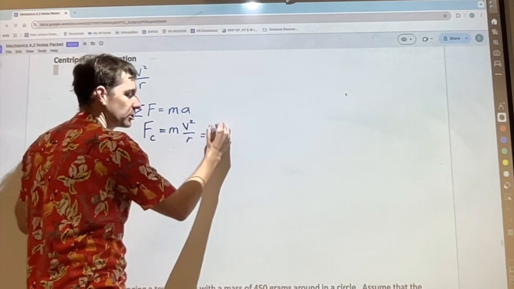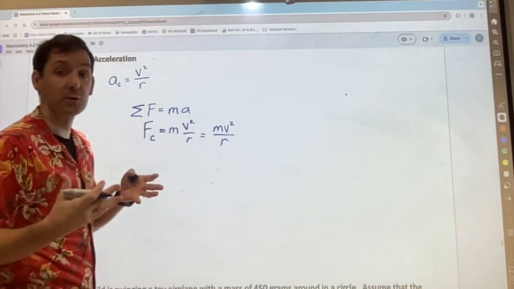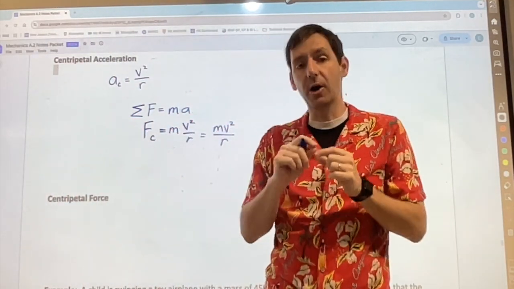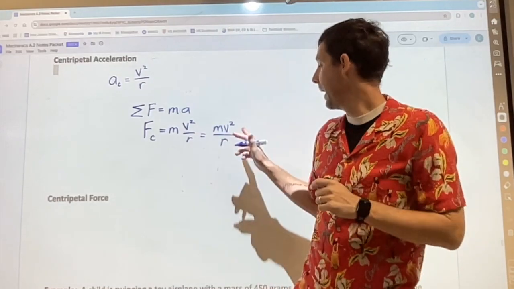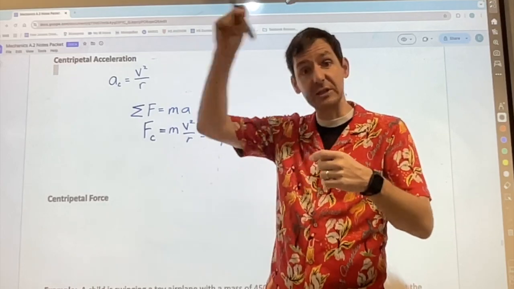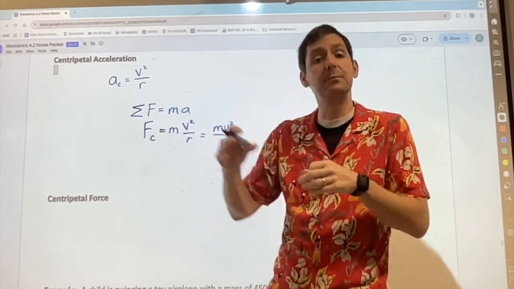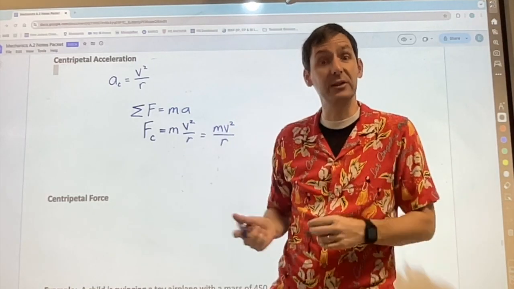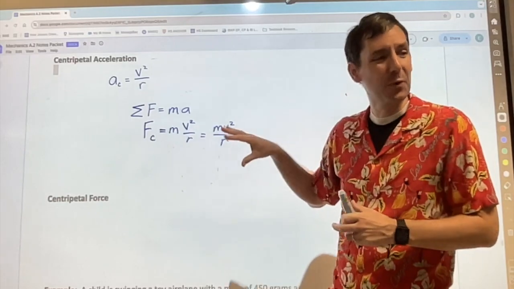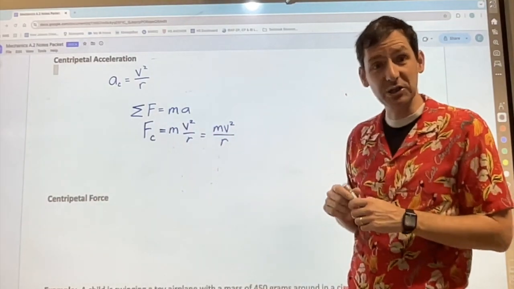And very often you'll see it just written as mv squared over r. Again, recognize that v is just the speed, r is the radius of your circle, and then m is the mass of the object that's actually making the circle. Not the one in the center causing it, but the mass that is actually traveling in a circle. All right, so with these things here, we're going to go ahead and start looking at a couple of other questions and see what we can do.